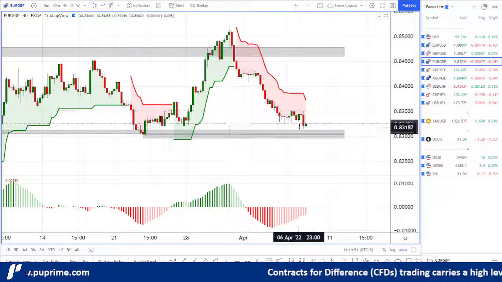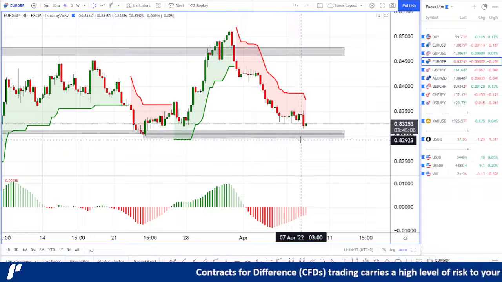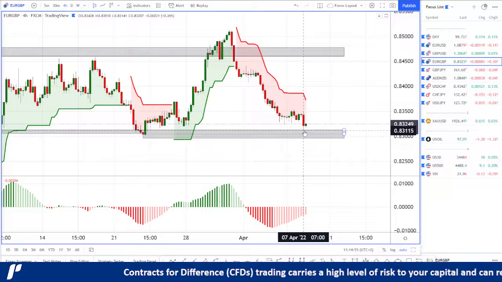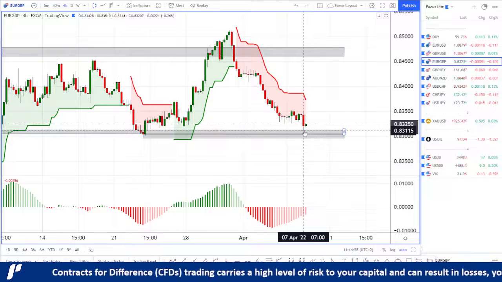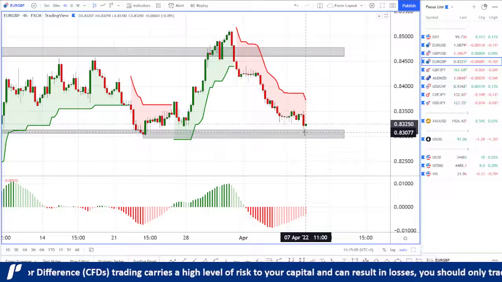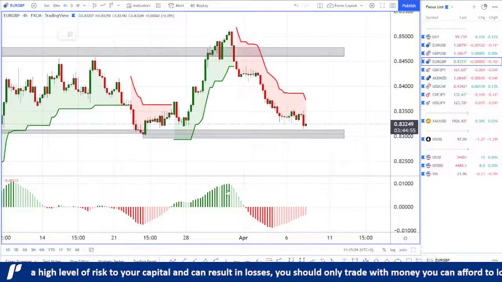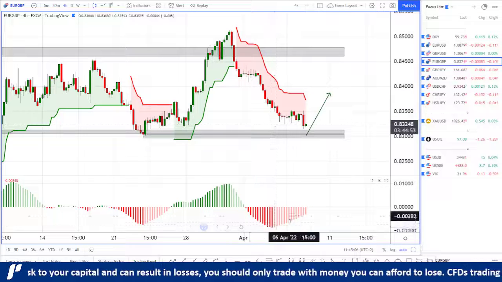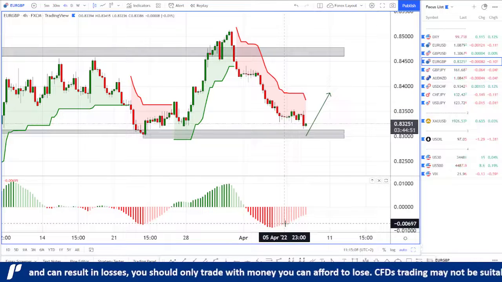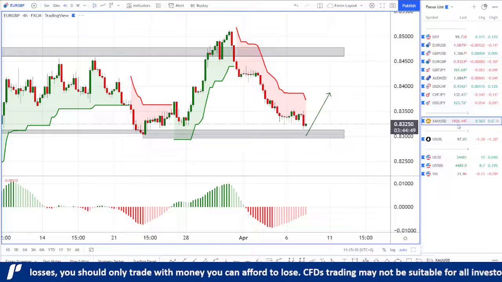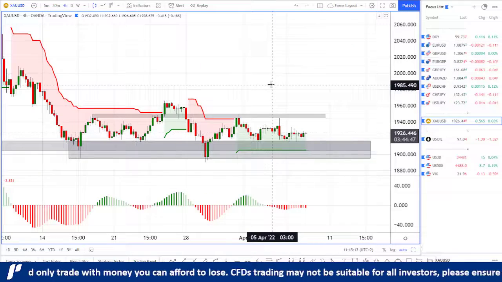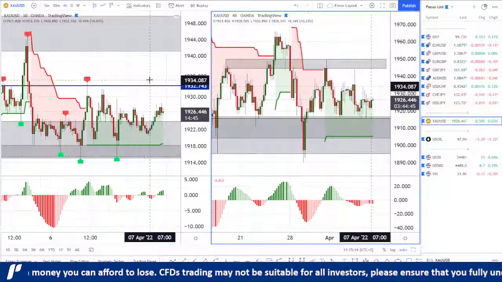However, we are so close to some good support levels here at roughly 0.83. We will be expecting a correction from here, especially as the momentum is showing a positive and bullish momentum to the upside. The last thing that we need to check is gold.